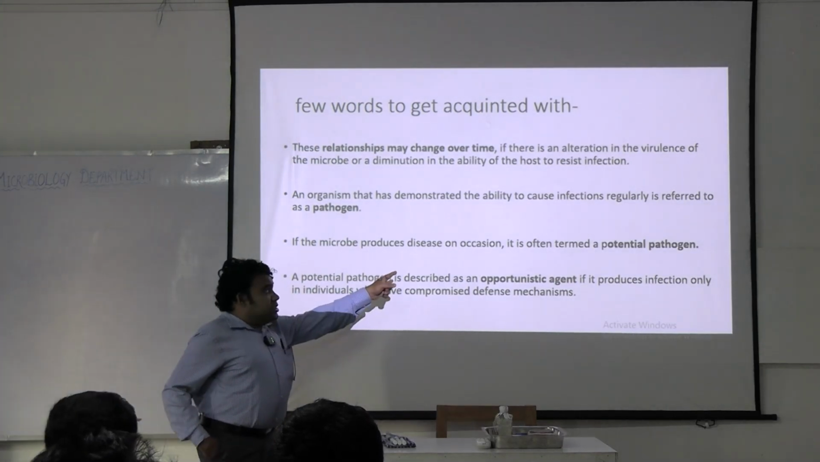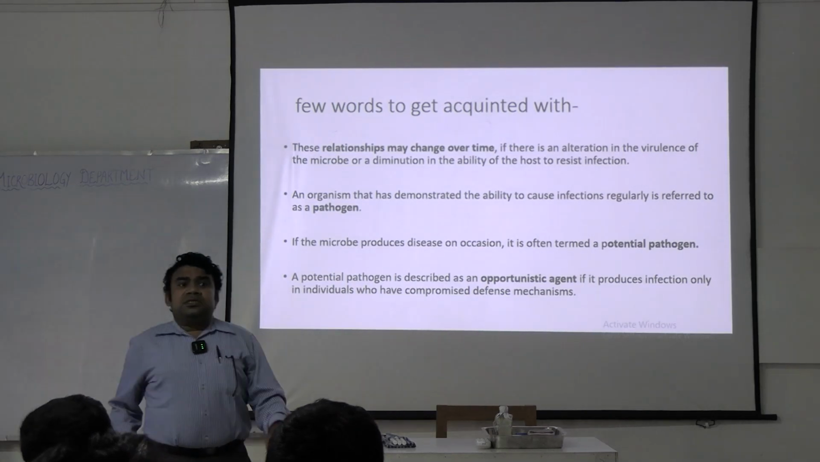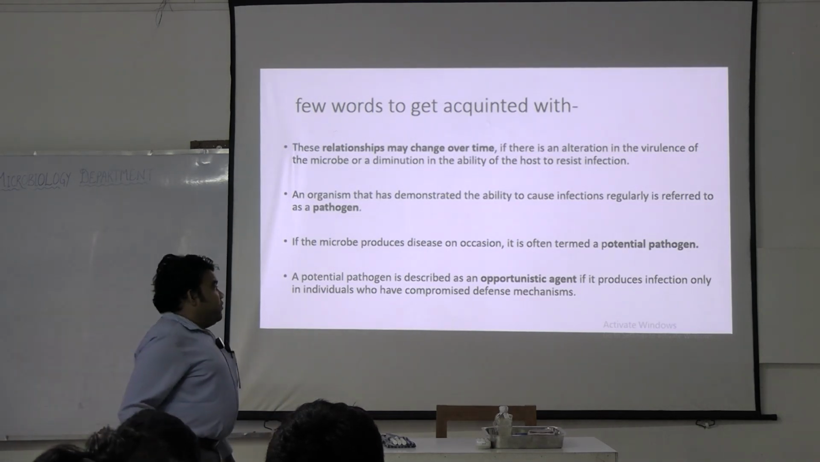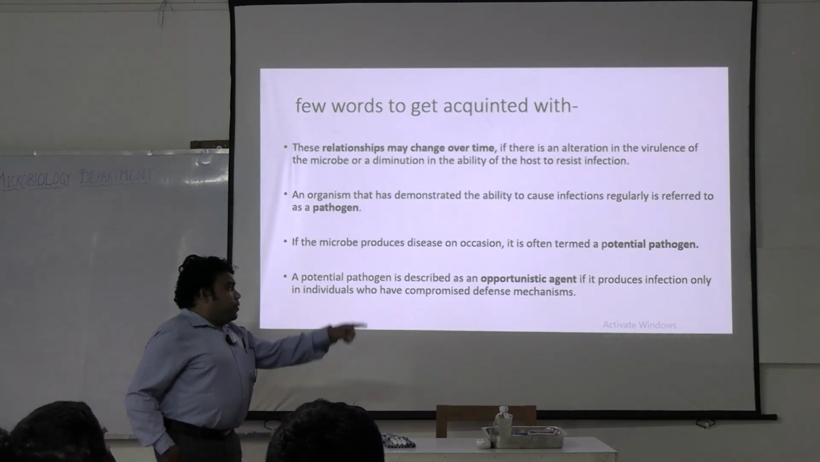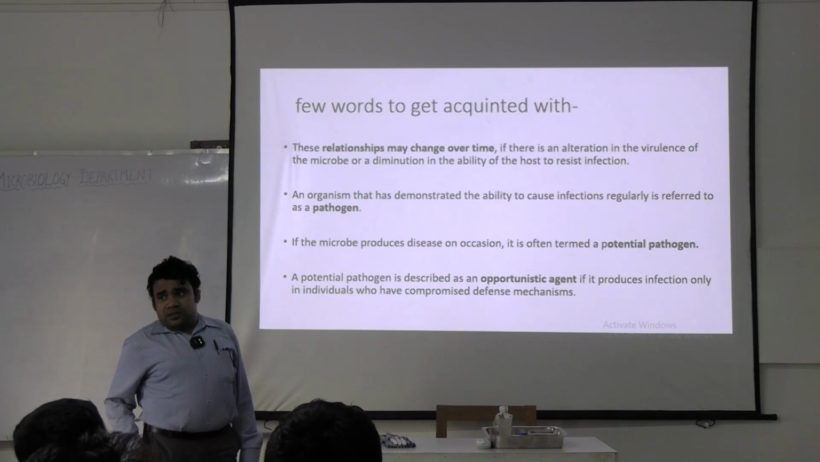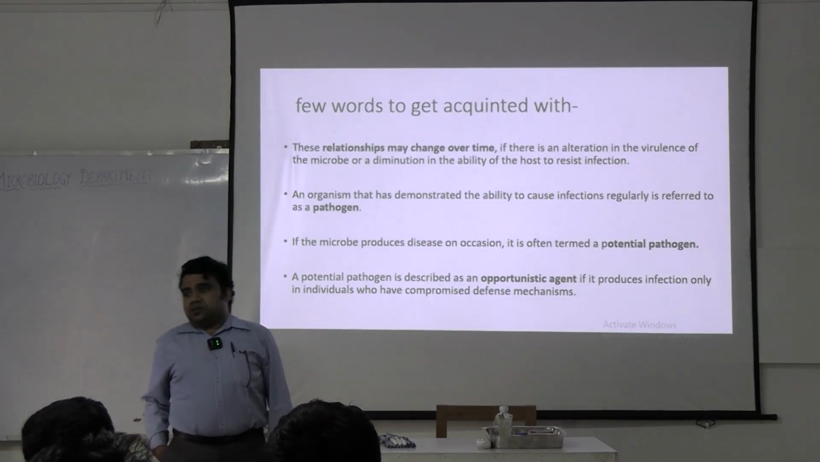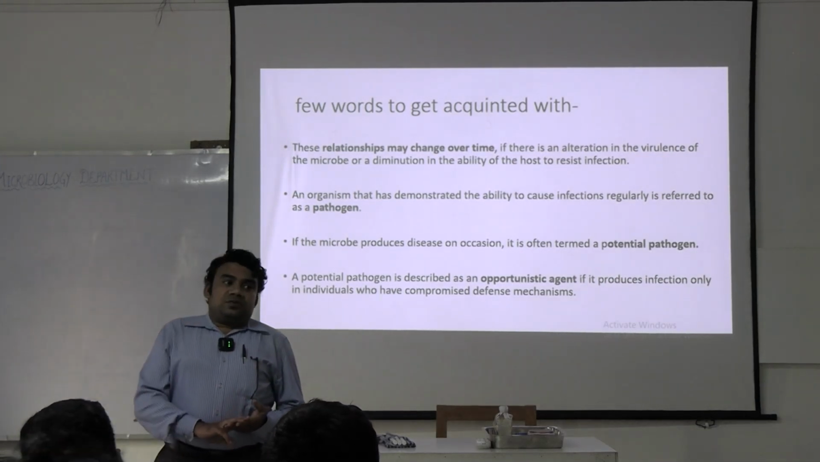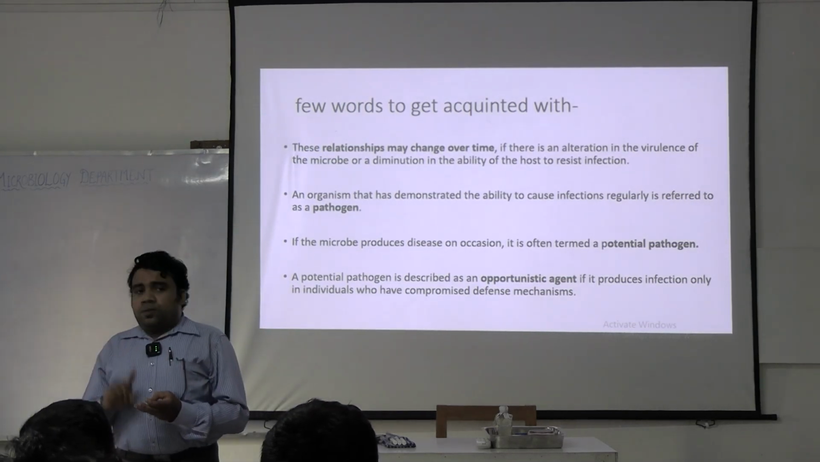If an organism produces disease on occasions, not always, in some particular conditions, we call them a potential pathogen. And a potential pathogen is described as opportunistic if it produces infections in individuals who have compromised defense mechanisms. Then we call them an opportunistic pathogen. Okay. So based on that, we can divide organisms into three types: a pathogen, a potential pathogen, and an opportunist. Let me explain.